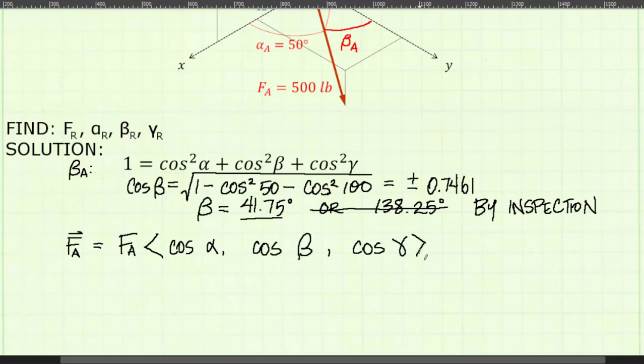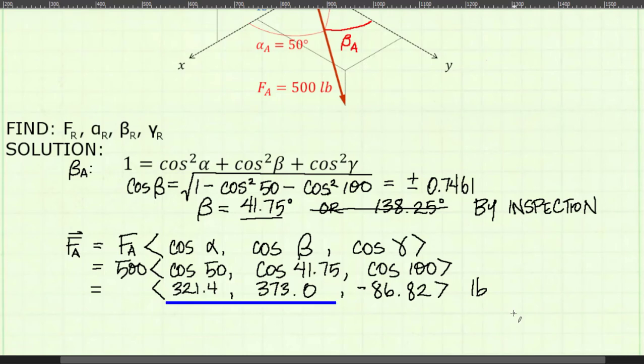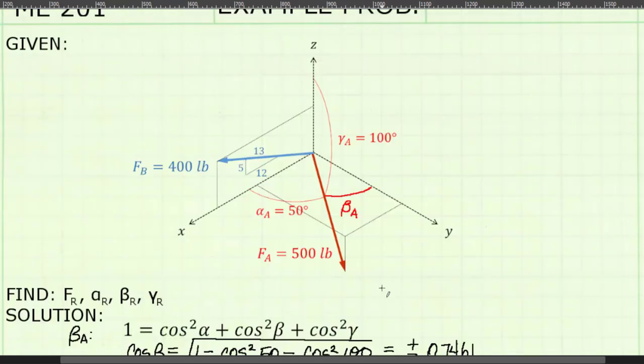Next, I'm going to write force A in Cartesian vector notation. Multiplying the 500-pound magnitude through, I get my i, j, and k components for the vector. Now I'm going to do the same for force vector B. Force vector B lies in the xz plane, so its j component will be 0.